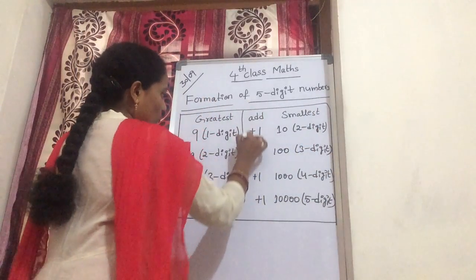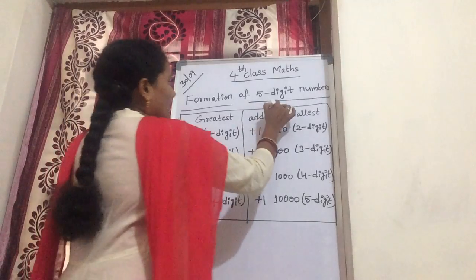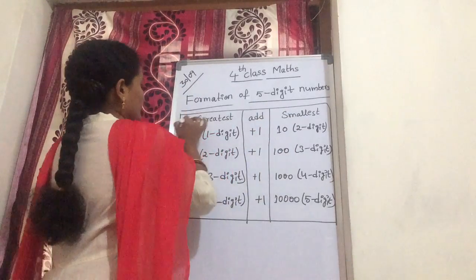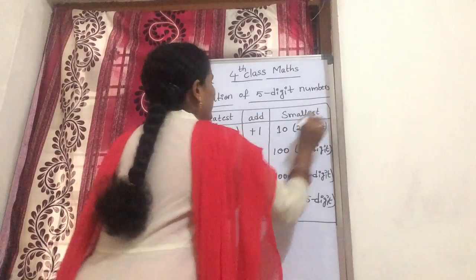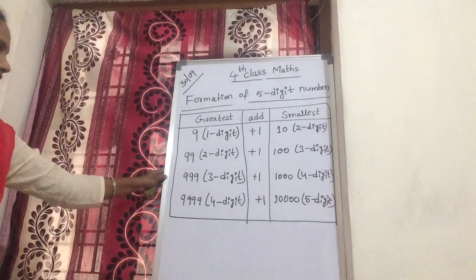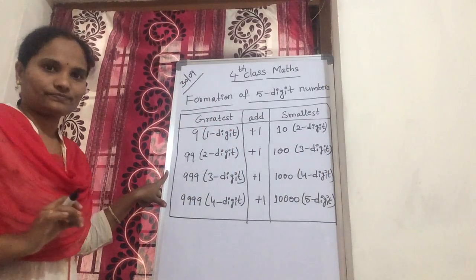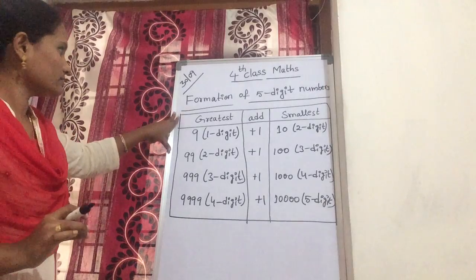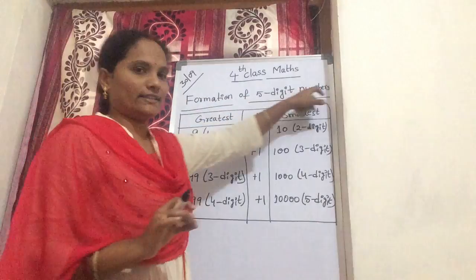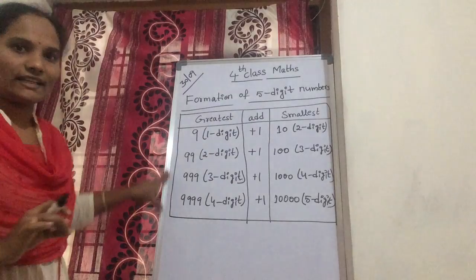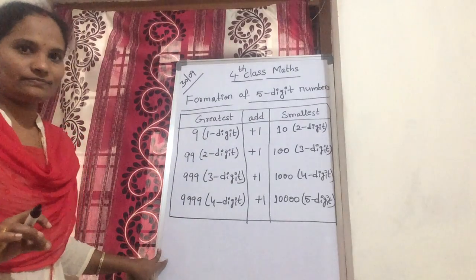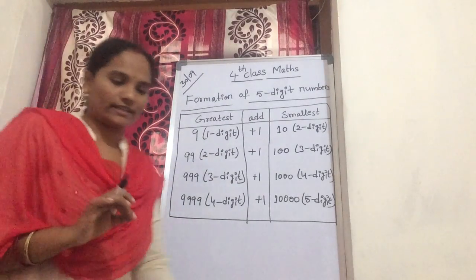Please keep one book for mathematics classwork. Write this in your classwork, children. Please note this down. Formation of 5-digit numbers. Please write it in your classwork. Okay. Now next one. What is our next one?